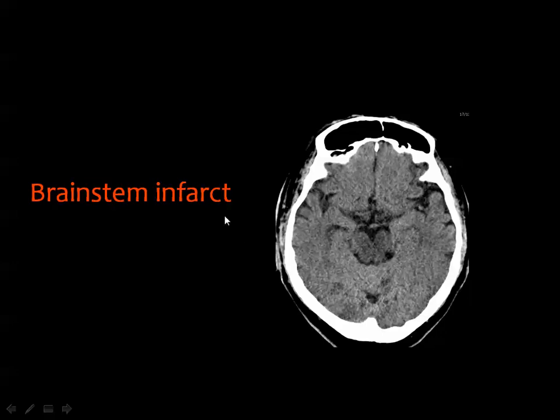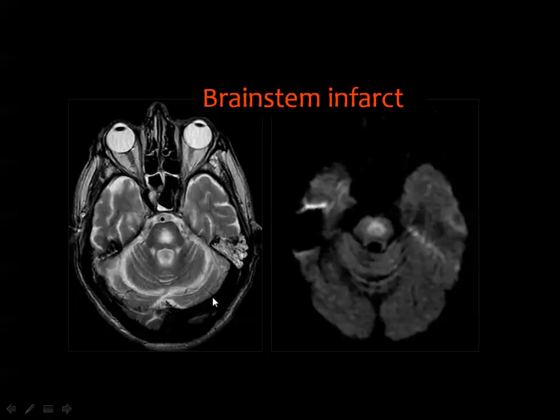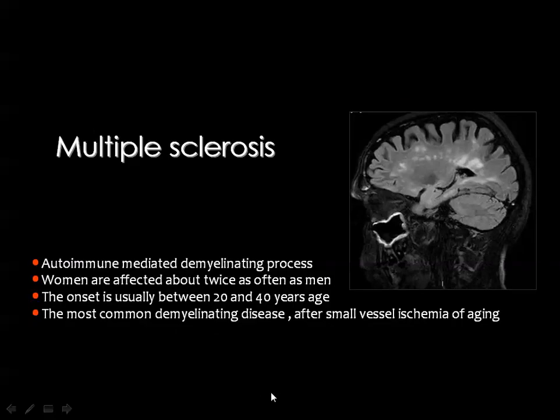Also, brainstem infarcts can occur within the area of the brainstem. As you can see, this diffuse hypodensity affecting the midbrain. And this is an example of a brainstem infarction, which is located in the upper part of the pons, and being an acute infarction, it shows restricted diffusion on diffusion weighted images.